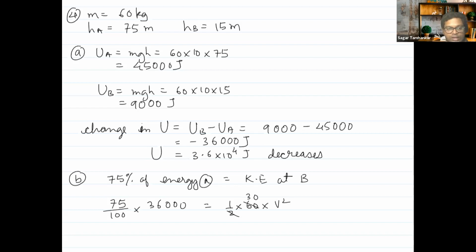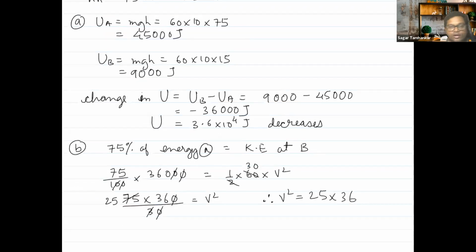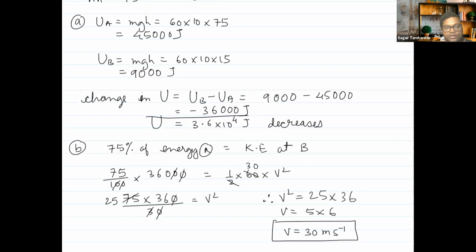So this is 30 and there are two zeros gone. So 75 into 360 upon 30. So this cancels and this will be 25. So I get v squared as 25 into 36. When I take the root of it, that will be 5 into 6. So the velocity will be 30 meter per second. So that is my second answer, and this is the first answer.